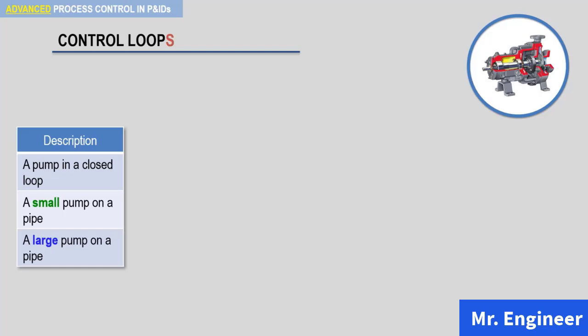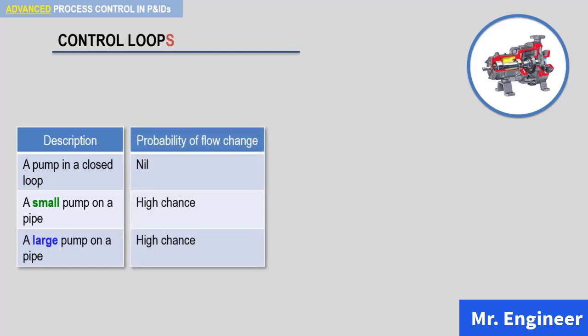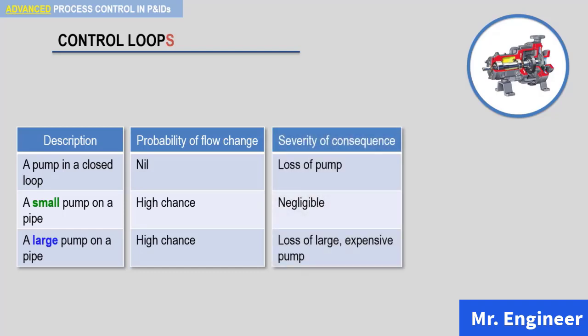The first case is related to a pump in a closed loop. The second one is related to a small pump on a pipe. And the third case is related to a large pump on a pipe. Now, the probability of flow change for each case is seen here. For the first case, the probability of flow change or flow decrease is nil because it is a closed loop with a constant flow. For the second and third cases, the probability of flow change is high, since the pump is on an open pipe.